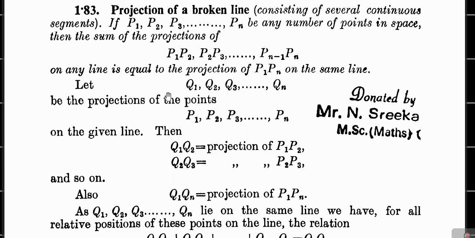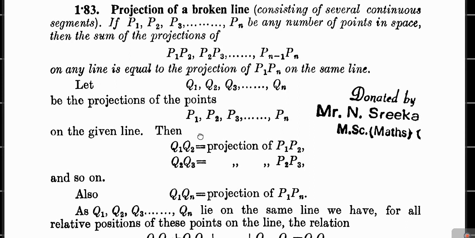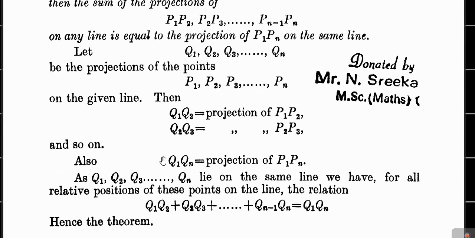This is the result we are going to prove. Let Q1, Q2, Q3 up to Qn be the projections of points P1, P2, P3 up to Pn on the given line. Then obviously Q1Q2 will be the projection of P1P2, Q2Q3 will be the projection of segment P2P3, and so on. Therefore Q1Qn will be the projection of segment P1Pn.